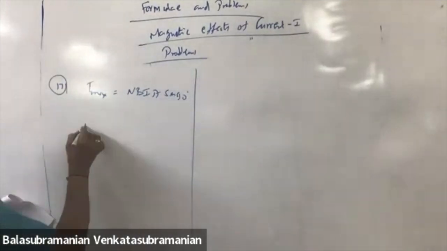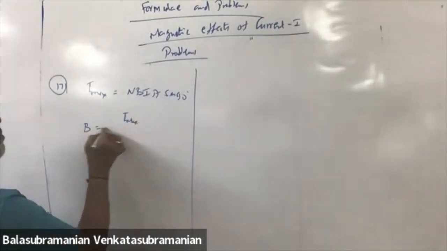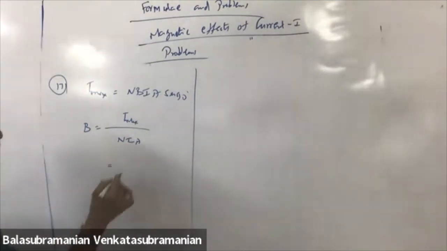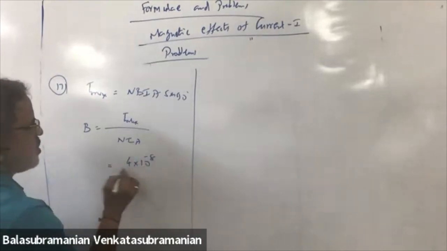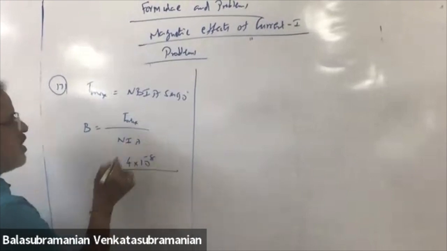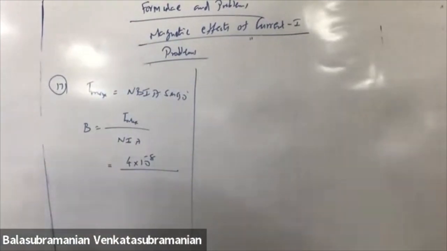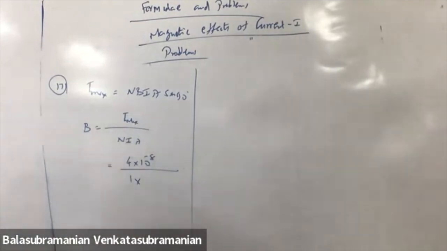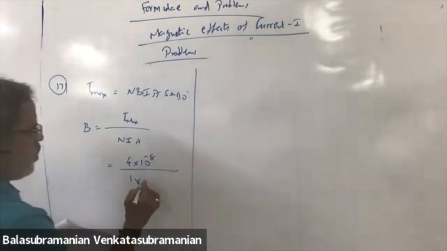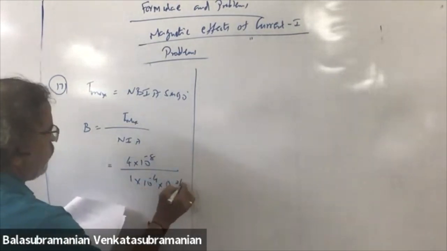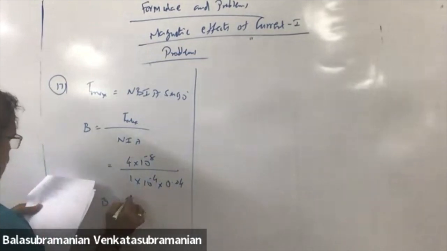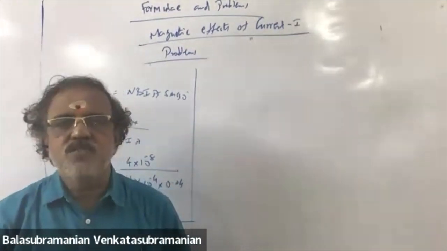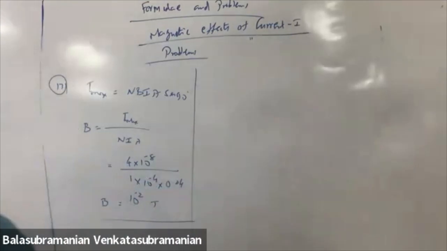You have to calculate B. So B is tau max by NIA. What is the maximum value? Given 4 into 10 power minus 8, by number of turns, 1 turn, into current 10 power minus 4 ampere, into area 0.04 meter square. That is 10 power minus 2 Tesla or 10 power minus 2 Weber per meter square. Okay.